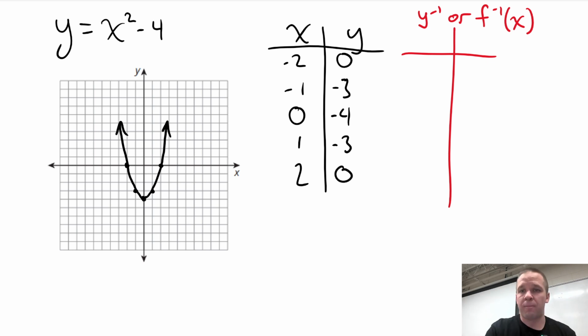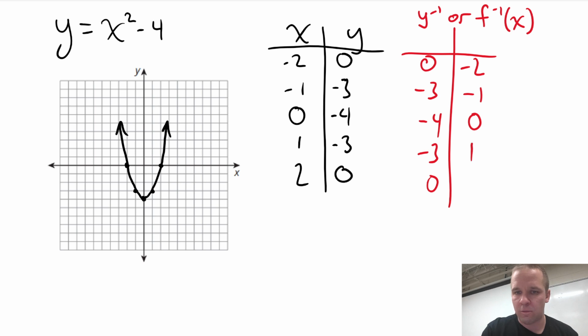So we're just going to swap our points. So I'm going to have 0, -2, -3. I'll go all the way down here. I don't want to mix them up. Boom, wonderful. And we got -1, 0, 1, 2. So as easy as that, just swapping my x's and y's, okay?